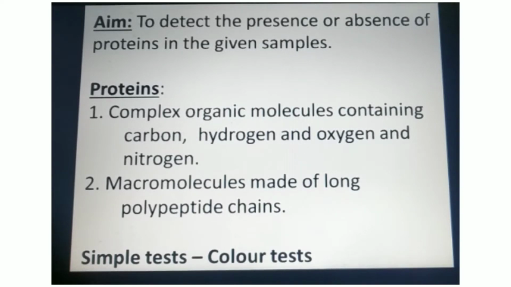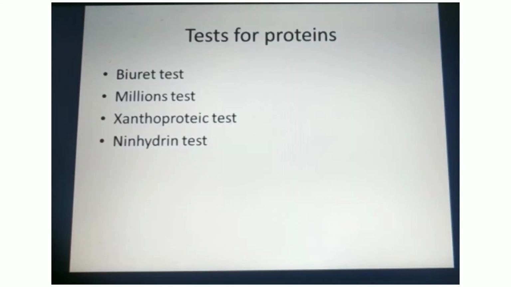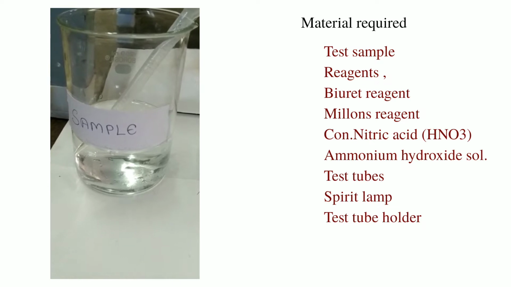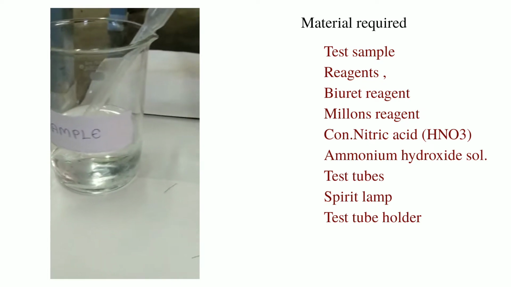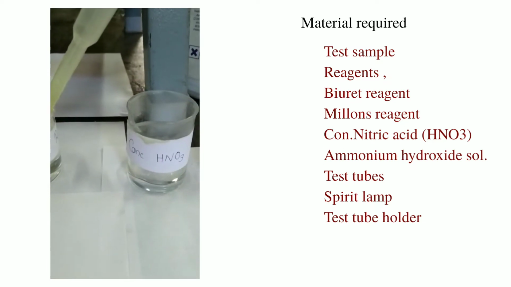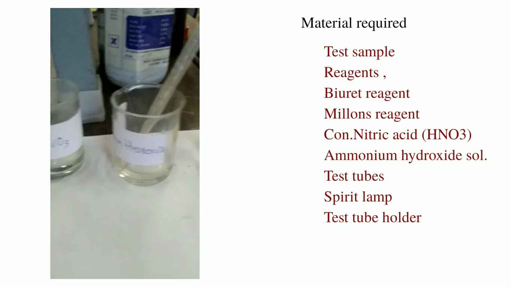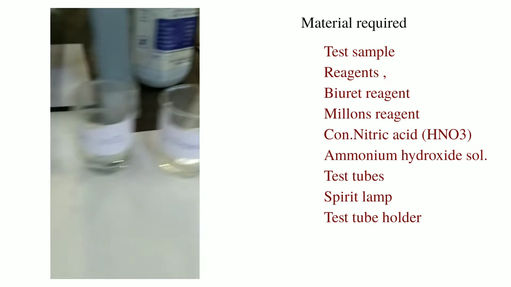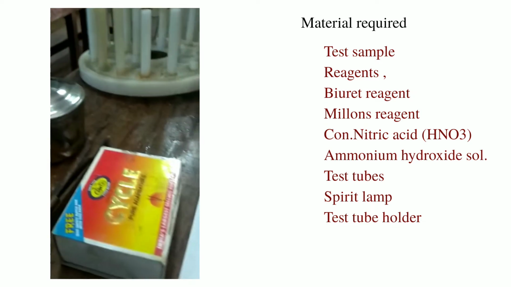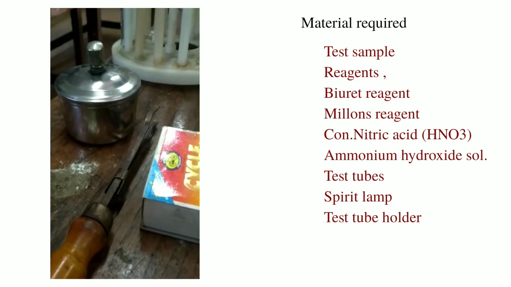We'll perform some simple tests today to detect the presence of proteins. The tests that we are going to do are Biuret test, Millon's test, xanthoproteic test and Ninhydrin test. We'll do the practical now. I've taken a sample in which we have to detect the proteins. Reagents: Biuret reagent, Millon's reagent, concentrated nitric acid, ammonium hydroxide and Ninhydrin reagent. A few clean glass test tubes, spirit lamp, matchbox and a test tube holder.